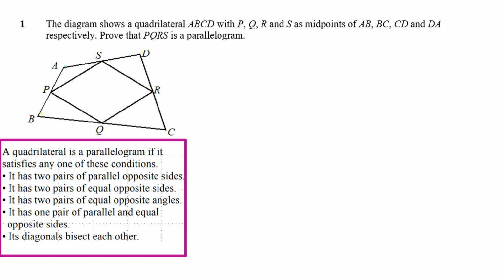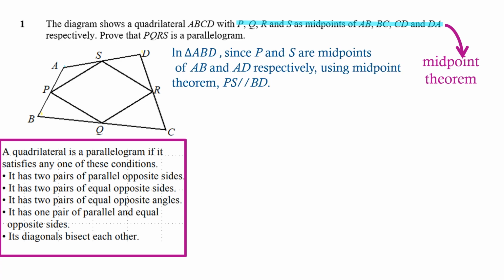Okay, so let's look at what PQRS as midpoints means. It means that we can use the midpoint theorem. But you have to be careful because the midpoint theorem can only be used in a triangle. So therefore, I need to bisect my quadrilateral ABCD into triangles. So how do we do it? Let's look at triangle ABD first. So if we write triangle ABD, this is the one we're interested in.